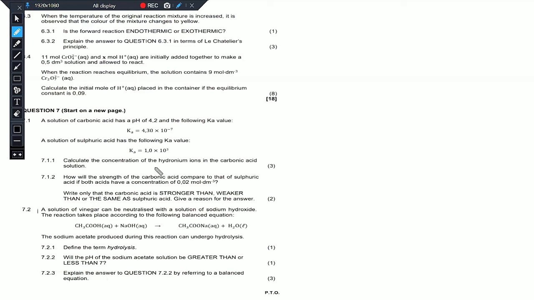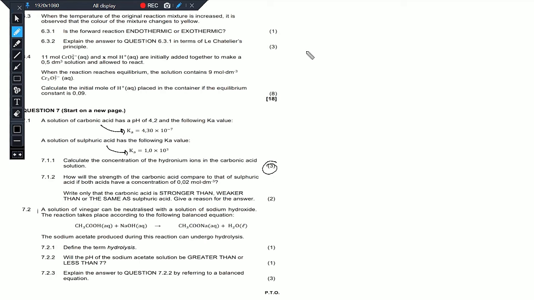Okay, so now let's look at question 7. It says a solution of carbonic acid has a pH of 4.2 and the following Ka value. And a solution of sulfuric acid has the following Ka value. So the Ka value for carbonic acid is 4.30 times 10 to the exponent of negative 7. And the sulfuric acid is 1.0 times 10 to the exponent of 3, right? So we can see that the Ka value for sulfuric acid is greater than the Ka value for the carbonic acid. Which means sulfuric acid is a stronger acid, but carbonic acid is a weaker acid. Then calculate the concentration of the hydronium ions in the carbonic acid solution, 3 marks.